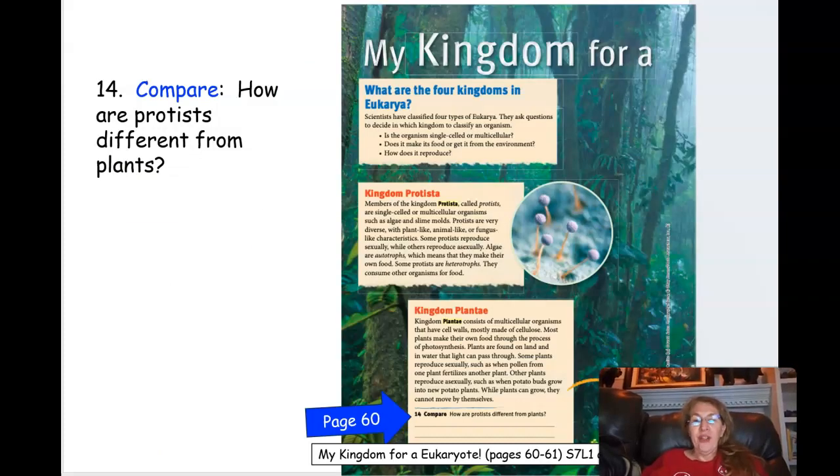And so your book asks you to take a moment and reflect and compare how protists are different from plants. A good way to answer this question is to divide the space you have available to answer the question in half. Put protists on one side and plants on the other.